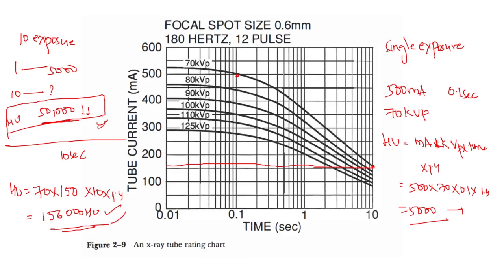So this is how we calculate the safety limit for 10 seconds, because 10 seconds at 70 kilovoltage peak will generate a tube current of almost 150. So as a result, I used 150. It's almost 1,56,000. So with the help of this X-ray tube rating chart, we can calculate the amount of heat units which can be obtained and what is the upper limit of usage.